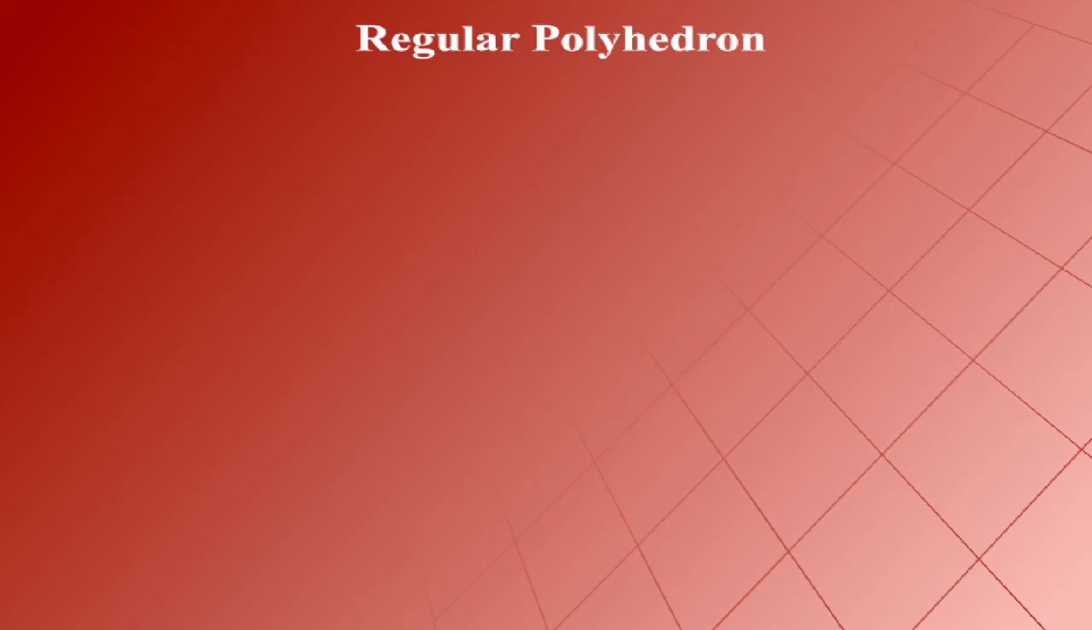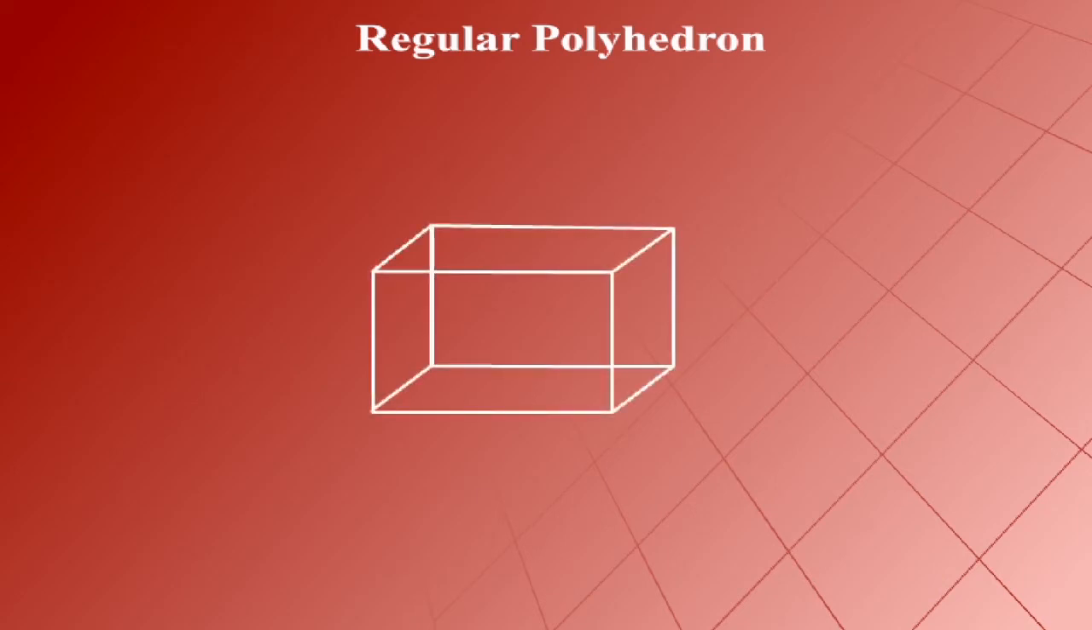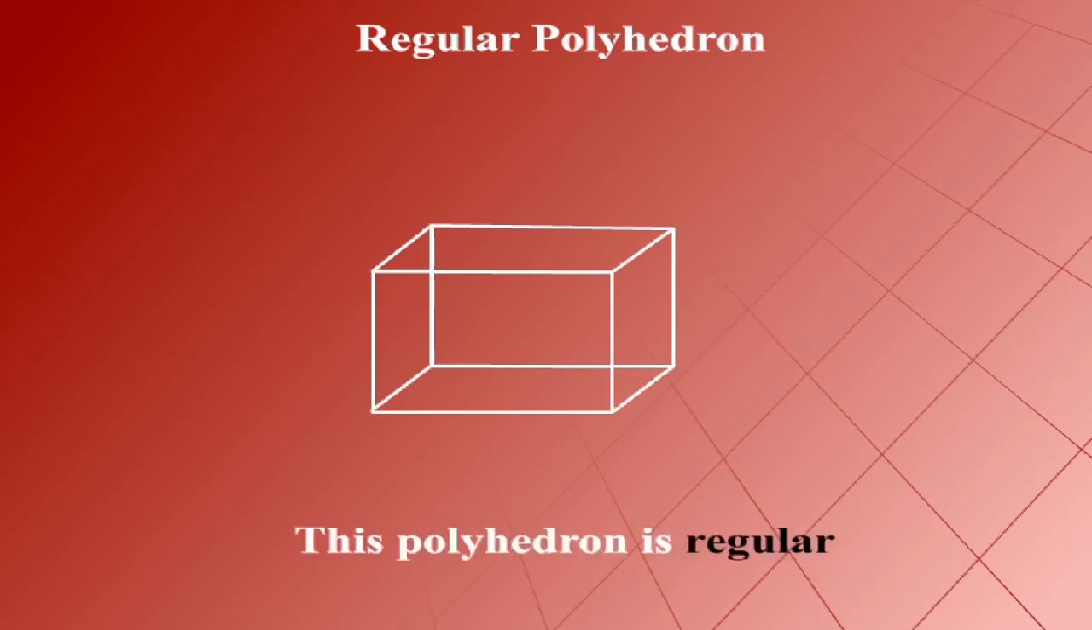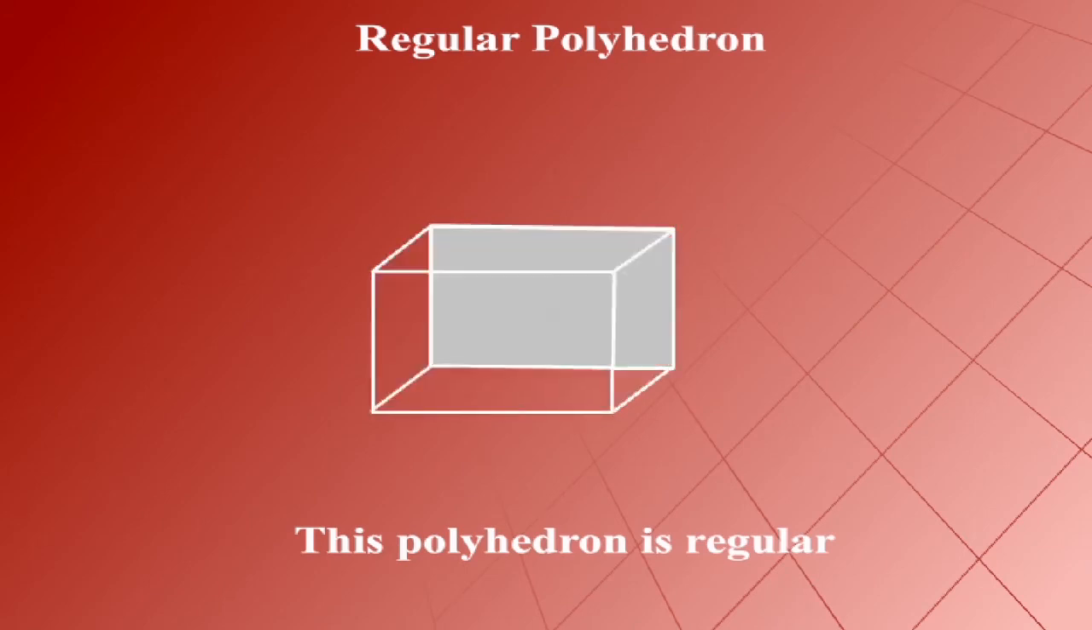Regular polyhedron. A polyhedron is said to be regular if its faces are made up of regular polygons and the same number of faces meet at each vertex. This polyhedron is regular. Its faces are congruent regular polygons. Vertices are formed by the same number of faces.